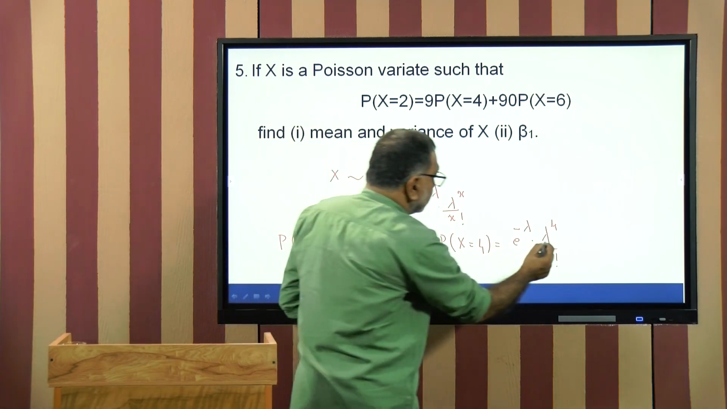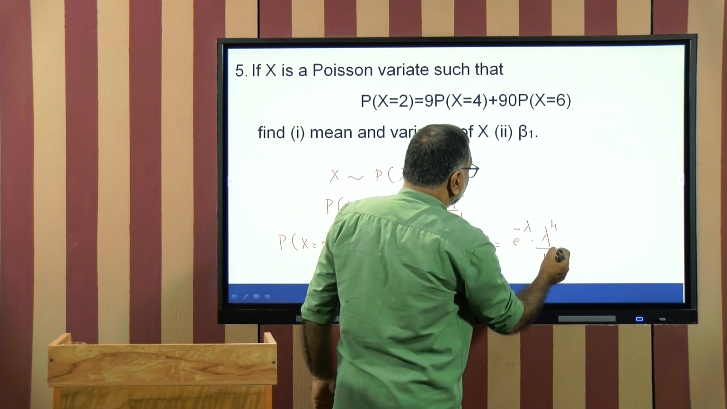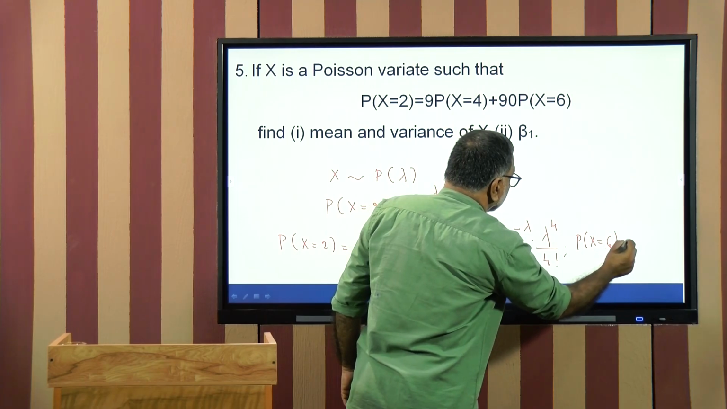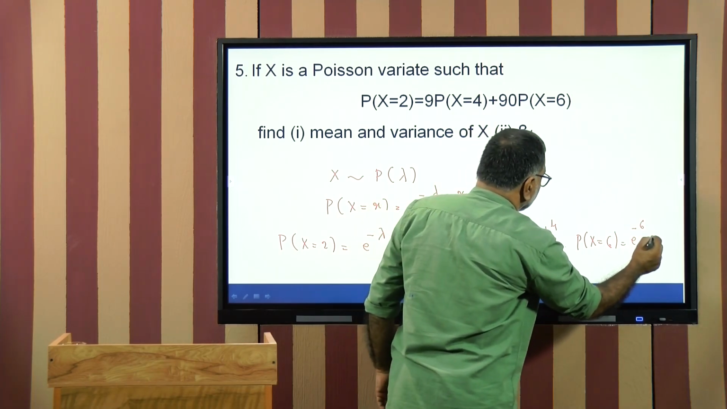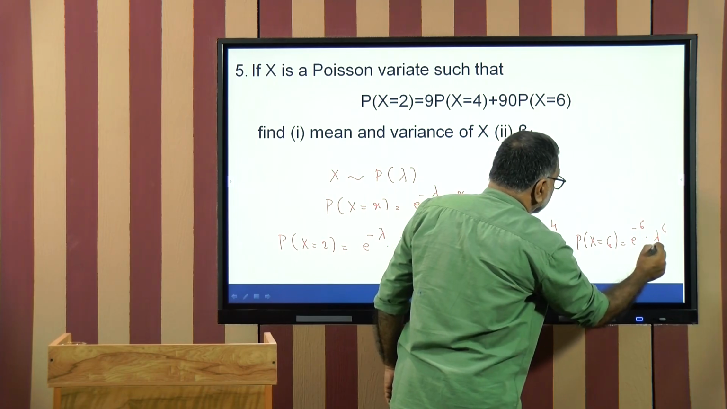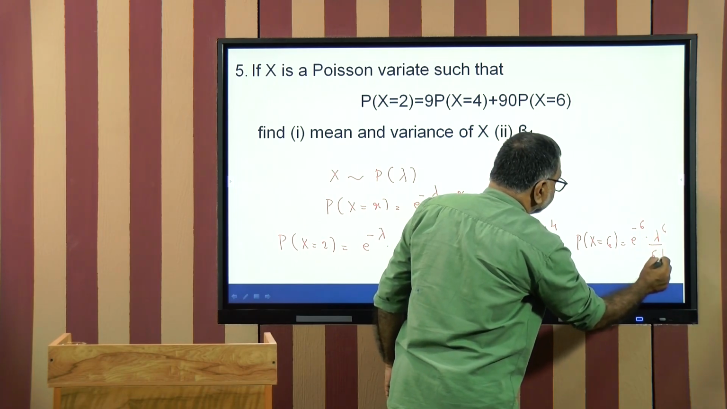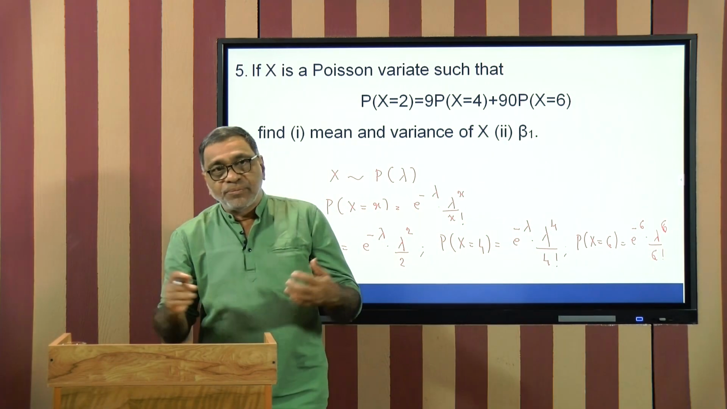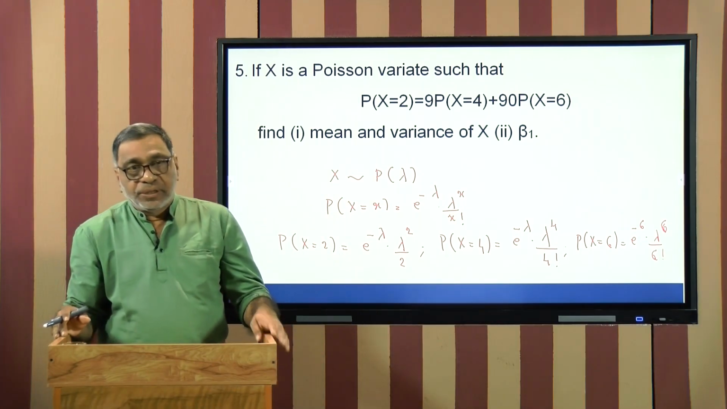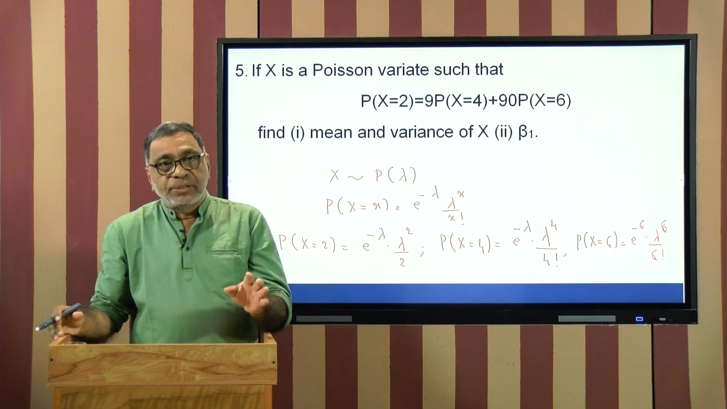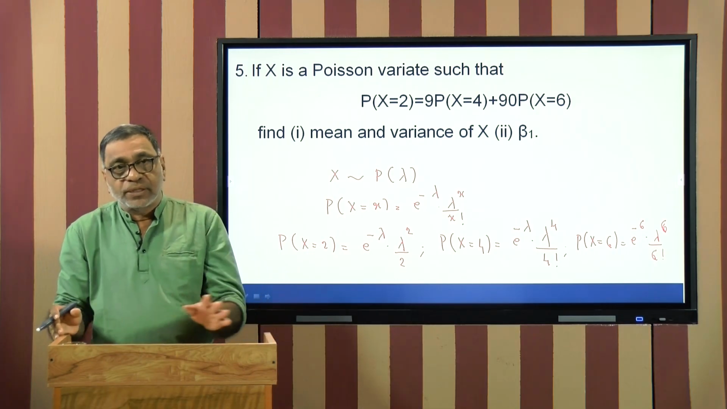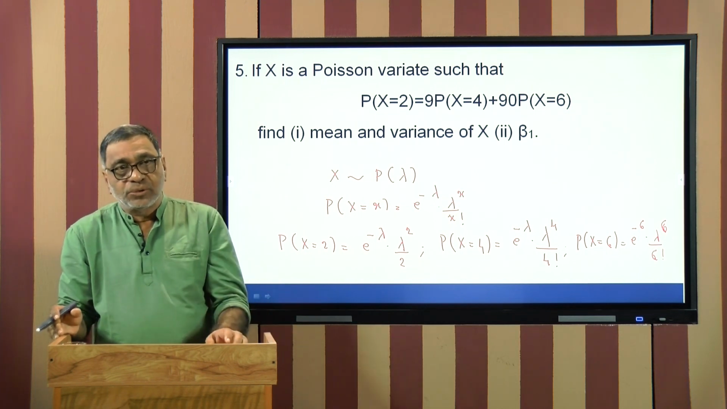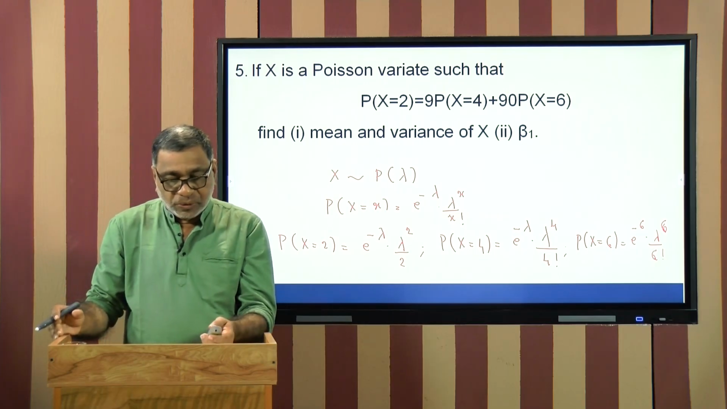And then one more value we have, the probability of x equal to 6, that you have to find. That is e power minus lambda, lambda power 6 divided by 6 factorial. So, from the probability mass function we have obtained the probability of x equal to 2, the probability of x equal to 4, and the probability of x equal to 6. Now we just substitute these values in the equation.